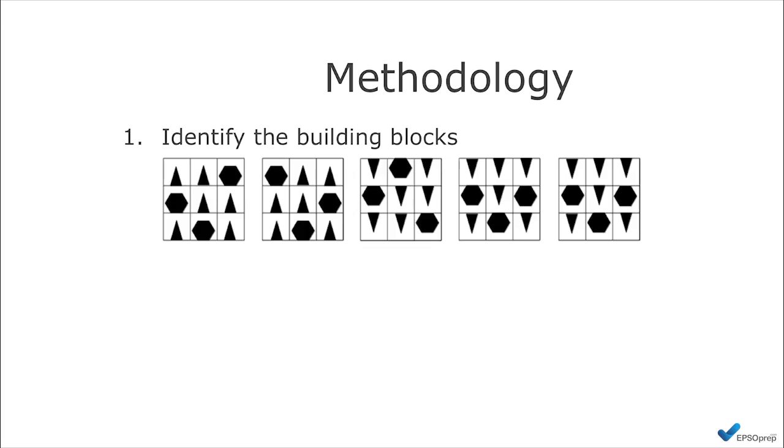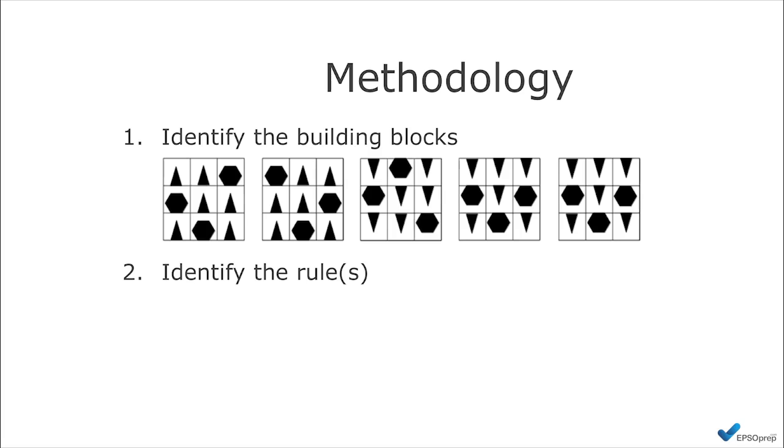For example, if you look at this pattern, the building blocks are a triangle and a hexagon. It is also good to note what colors are prevalent. In this example, all shapes are black, which means the answer must only have black shapes.